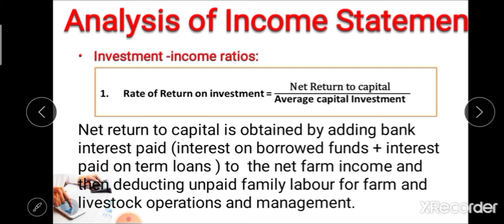So this net return to capital can be obtained by adding bank interest to the net farm income, and from this net farm income deducting the unpaid family labor and farm operations livestock which are used, we get net return to capital. And by taking the ratio of net return to capital and average capital investment, we get rate of return on investment. So these two ratios are the investment income ratios.